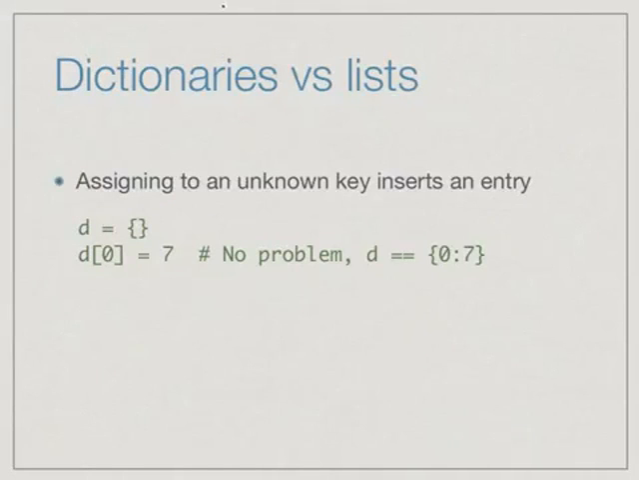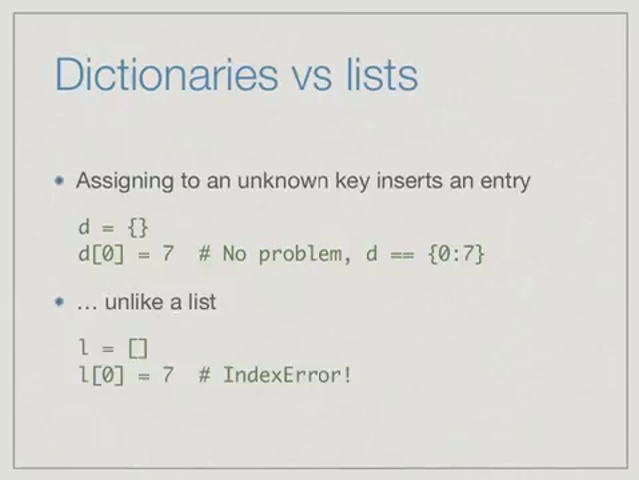So here is a way of remembering that a dictionary is different from a list. If I start with an empty dictionary, and then I assign a key which has not been seen so far, in a dictionary there is no problem. It's just equivalent to inserting this key in the dictionary with that value. If D0 already existed, it will be updated. So either you update or you insert.